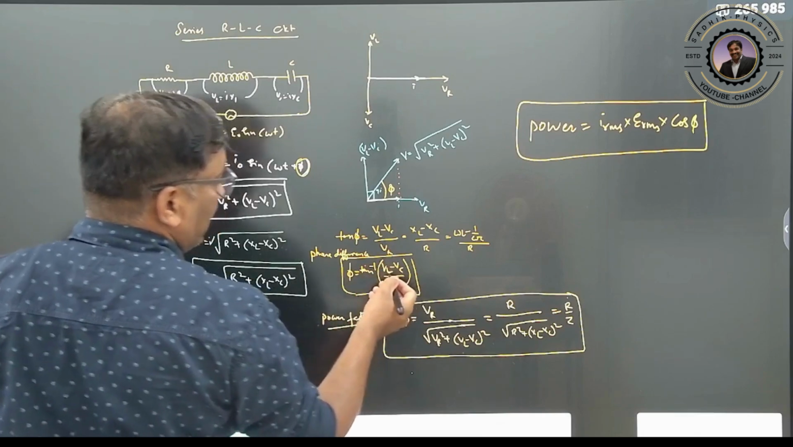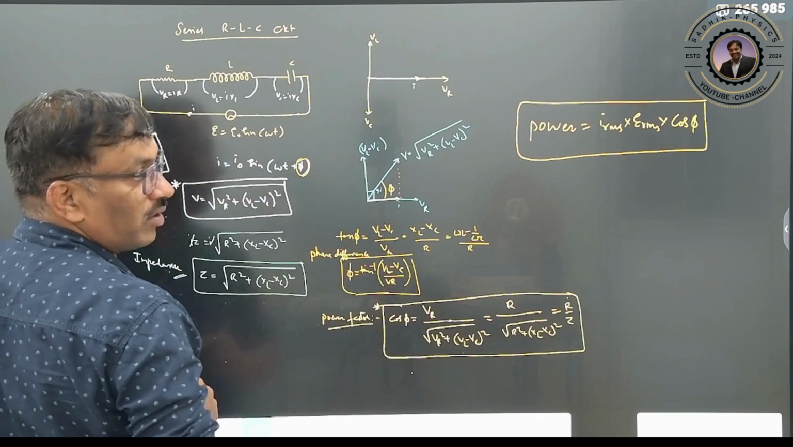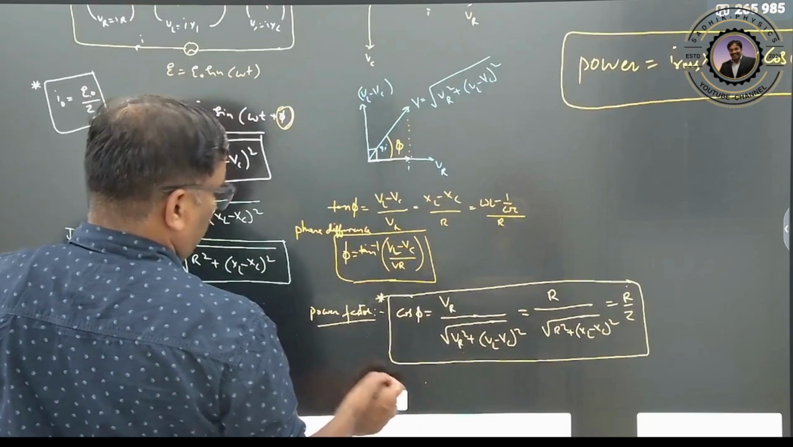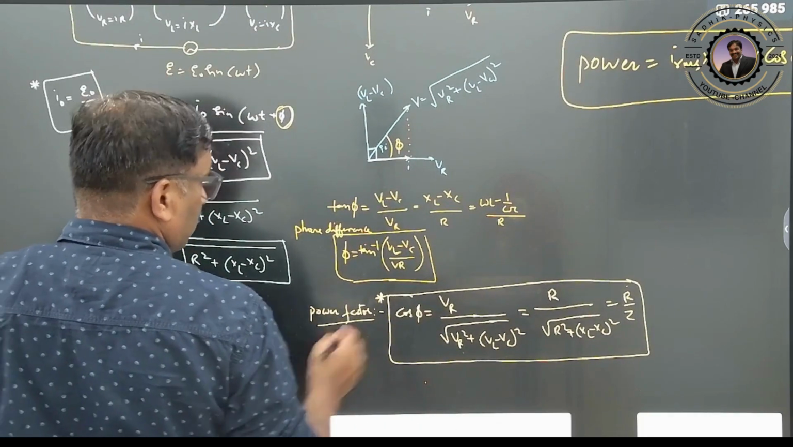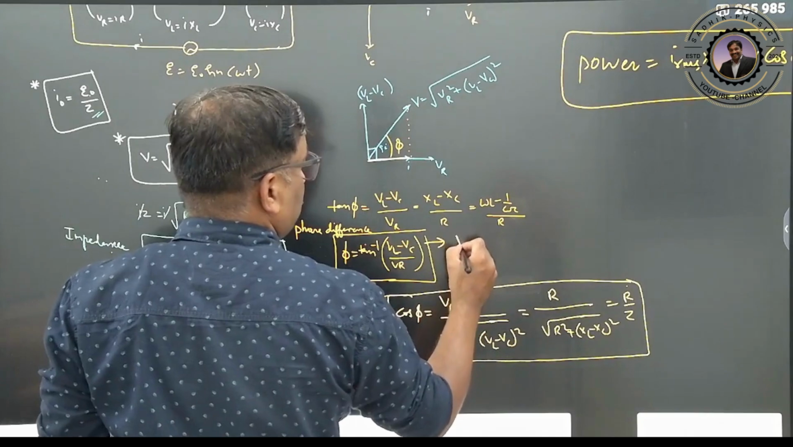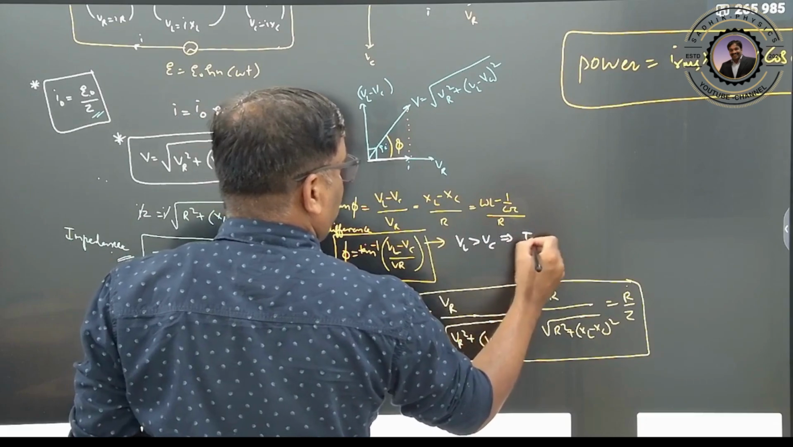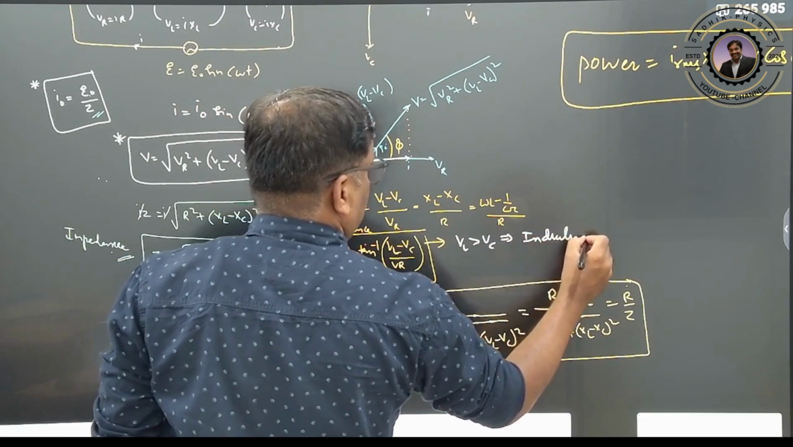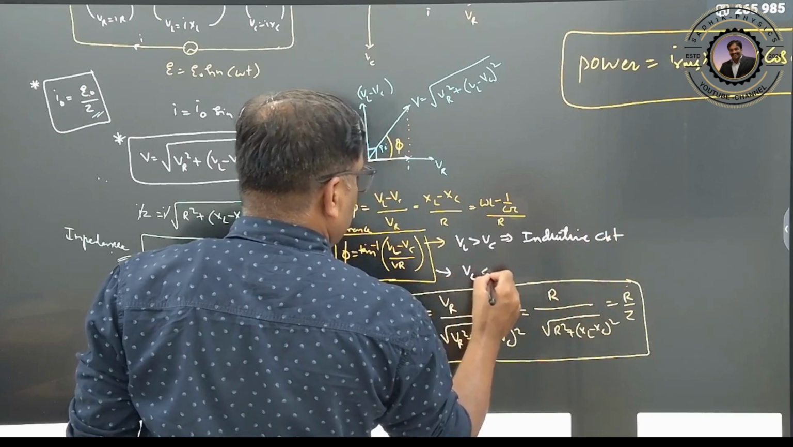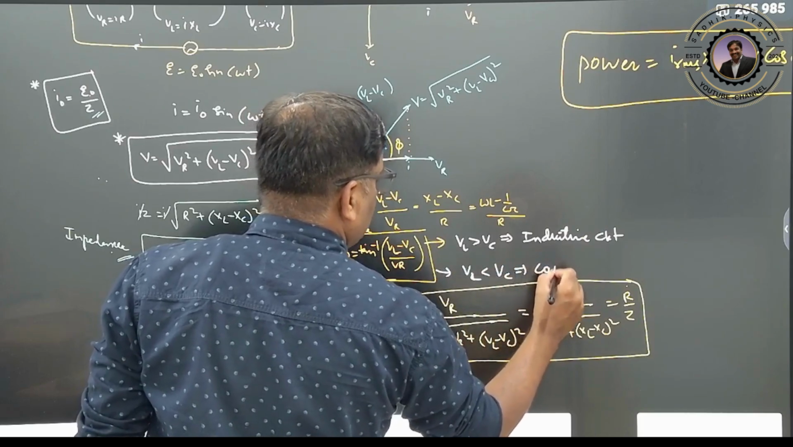Suppose here VL is greater than VC, so the inductor is leading in this circuit. If VL is greater than VC, or XL is greater than XC, it is an inductive circuit. If VL is less than VC, then what you get is a capacitive circuit.